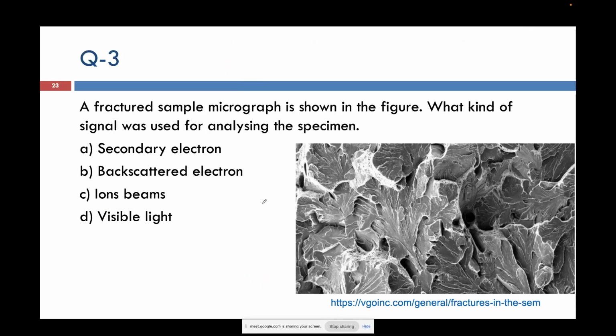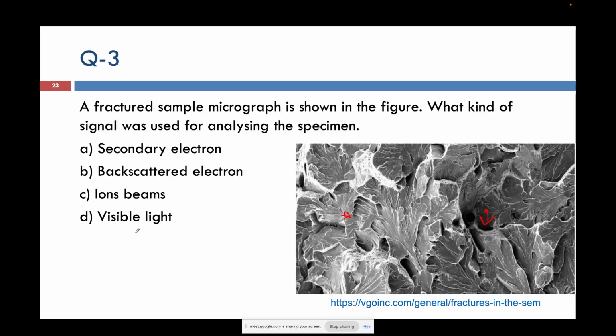Then comes the third question. A fractured sample micrograph is shown in the image. What kind of signal was used for analyzing the specimen? So this is a fractography image. Fractography means you have to see different kinds of structure, like this is looking like a hill structure, this is looking like a valley structure. So what kind of operation mode, or electron, would you use for viewing this specimen? First is secondary electron, another one is backscattered electron, third one is ion beams, fourth one is visible light. Can you answer which one is the answer? Sir, yes, sir, secondary electron.